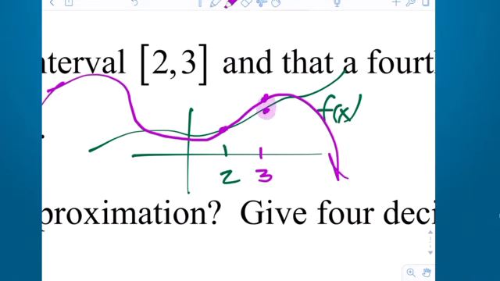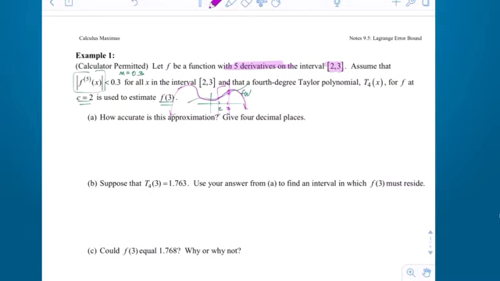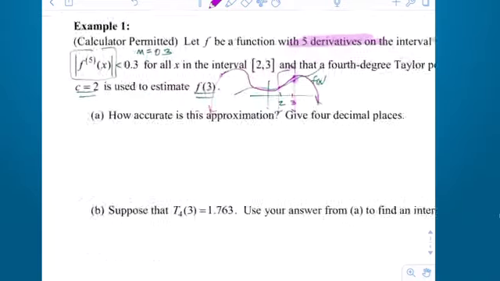We don't know what the actual error is. So what we're trying to do on this interval from 2 to 3 is find the maximum possible error. So then we know that our 4th degree polynomial approximation of f of 3 is going to be within a certain tolerance, if you will, of the actual value. How accurate is the approximation? Okay, so here's what it says.